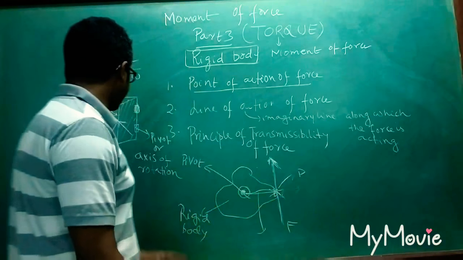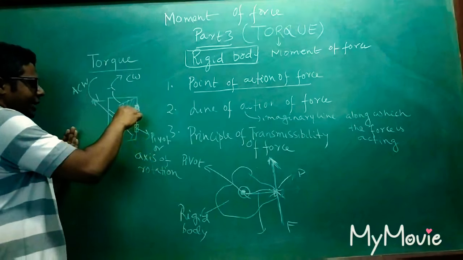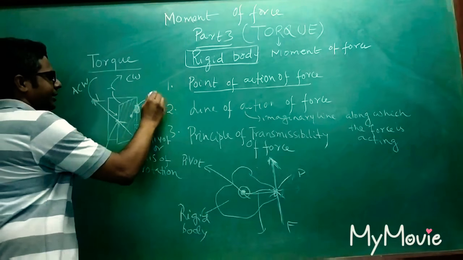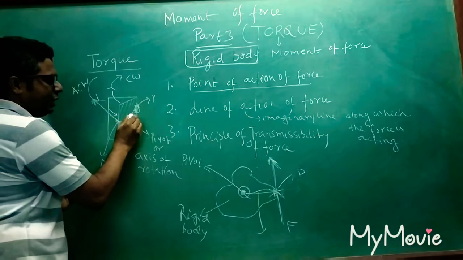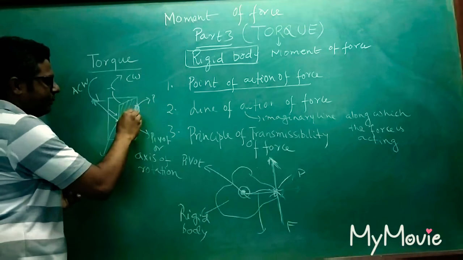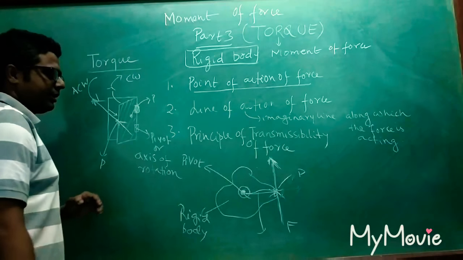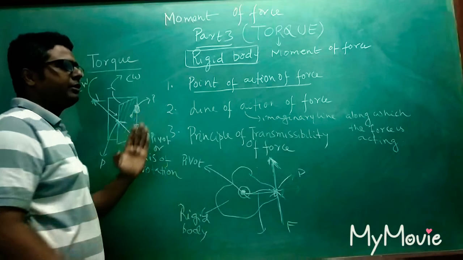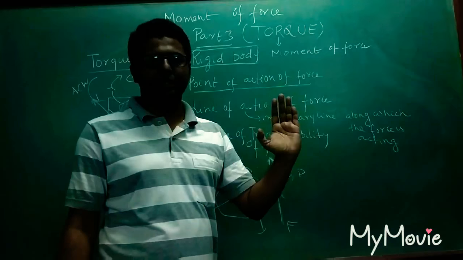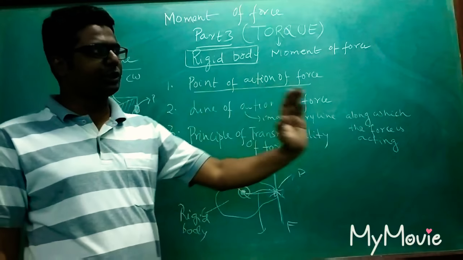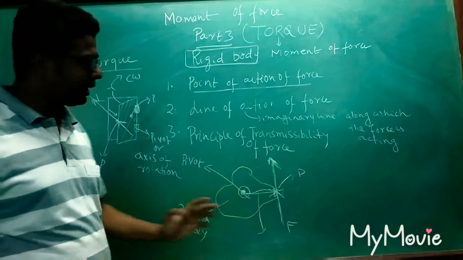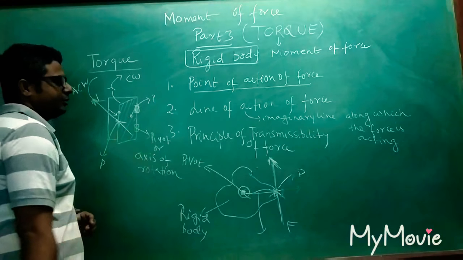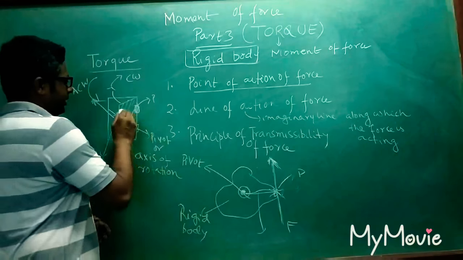Why this distance is important, I would like to explain over here again. If you push this door from this point, say A, which is very close to the axis of rotation, you can go to any door and try pushing it from closer to the hinge position. It will be very difficult for you to push it open or push it close. But on the other hand, if you push it at the edge, it is easier for you.